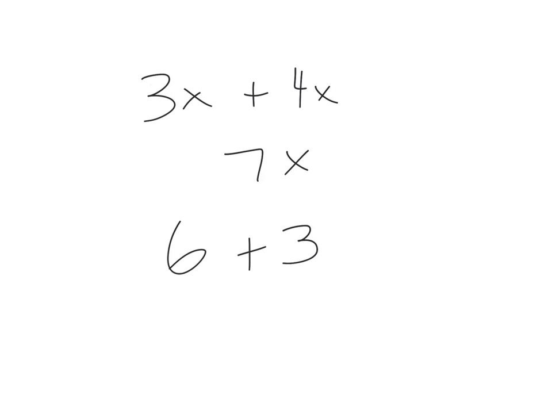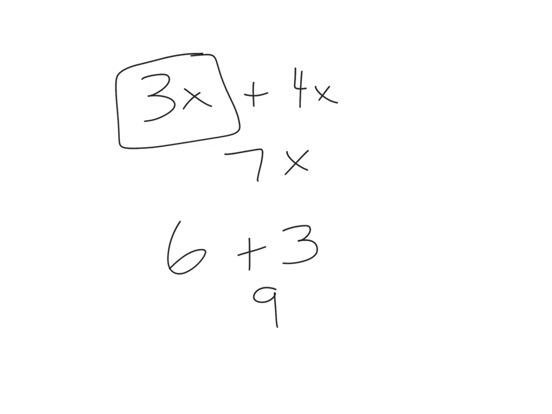So if you have a 3x and you add 4x, well, think of those x's as a group, right? So you have 3 groups, and then you have 4 groups. So together you would have 7 groups, okay? Or in this case, it would be 7x. It's just like regular numbers, 6 plus 3 equals 9 when you combine them. So we're combining like terms.